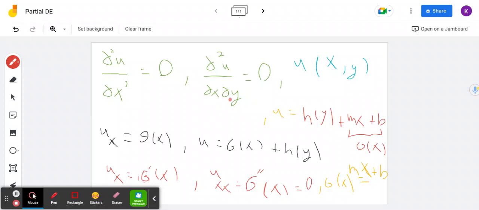Similarly in the second equation, if we take the derivative first with respect to y, we get h prime of y. But then we're taking a derivative with respect to x, so again it doesn't matter. If this is sine of y, this becomes cosine of y, but taking a derivative with respect to x, it becomes 0. So actually h of y can be anything, and we can find it given the initial conditions that the partial differential equation gives us. But this is the general solution that satisfies both of these equations.